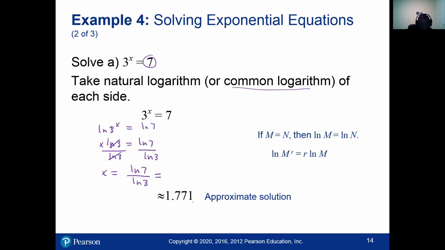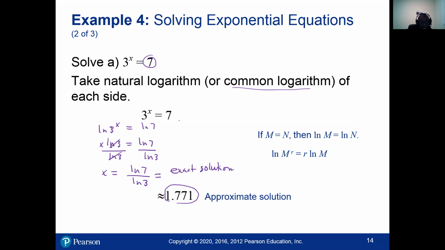You get this solution to 3 decimal places. So this is the exact solution to the equation. Now, will you get the same answers?